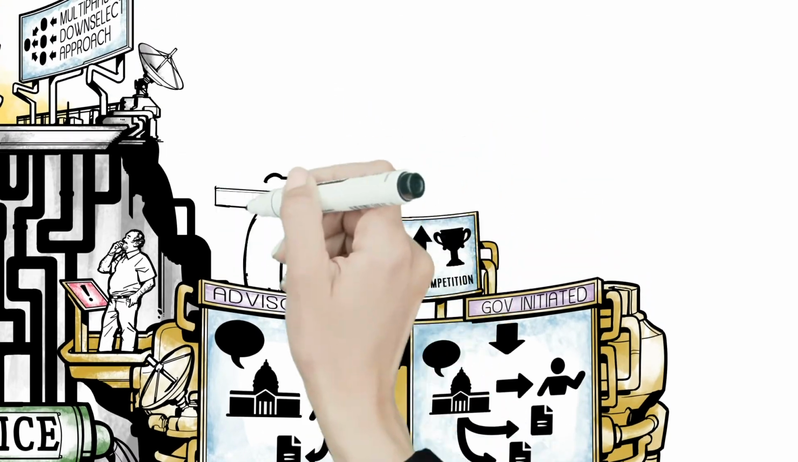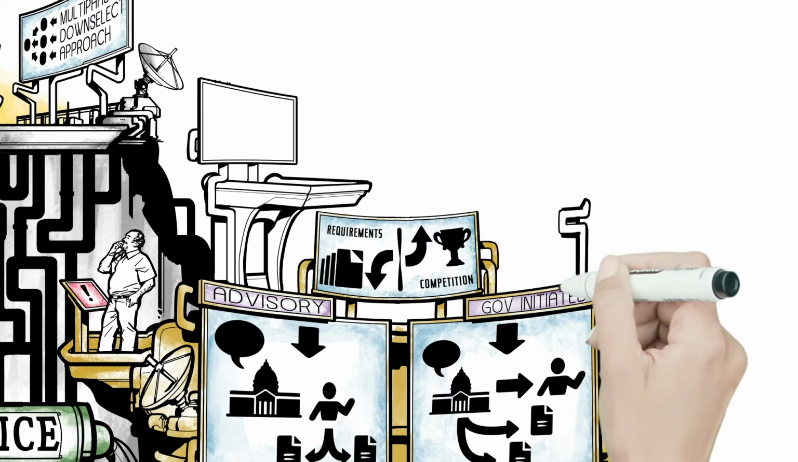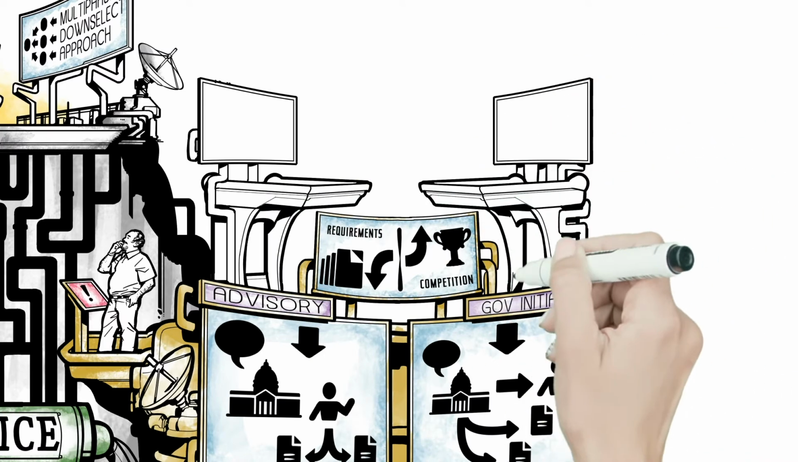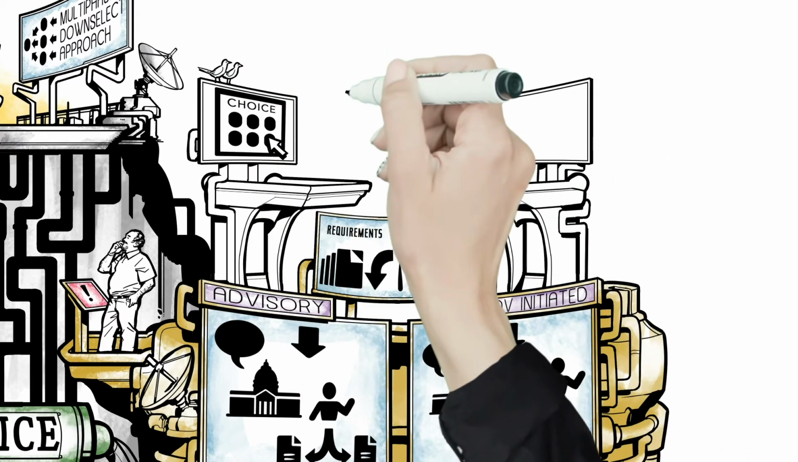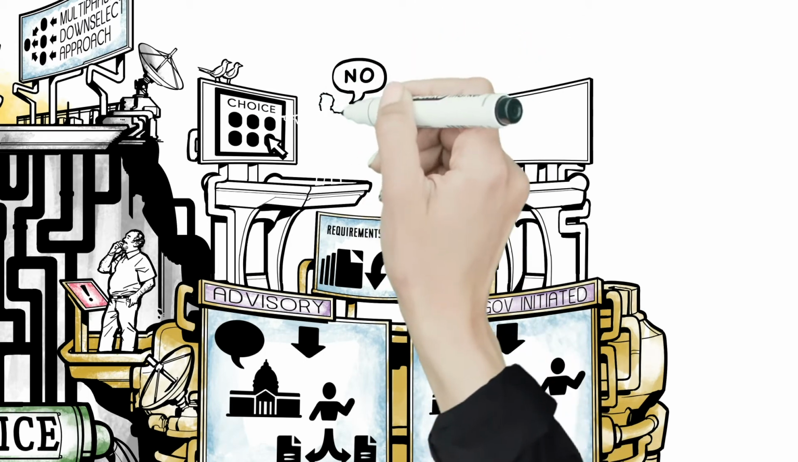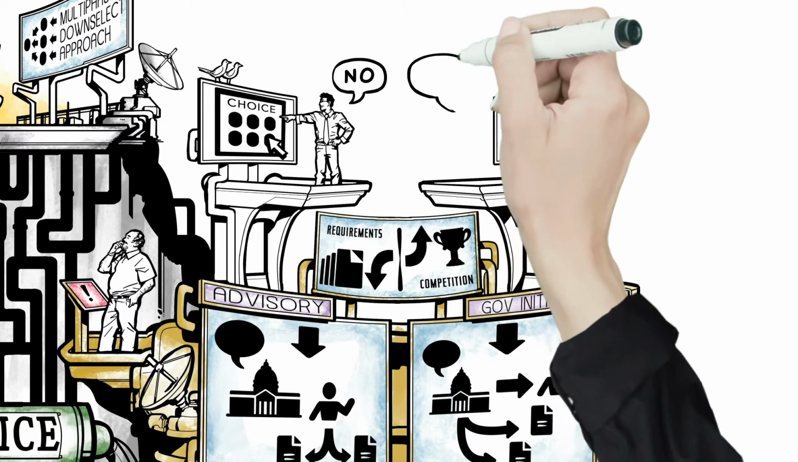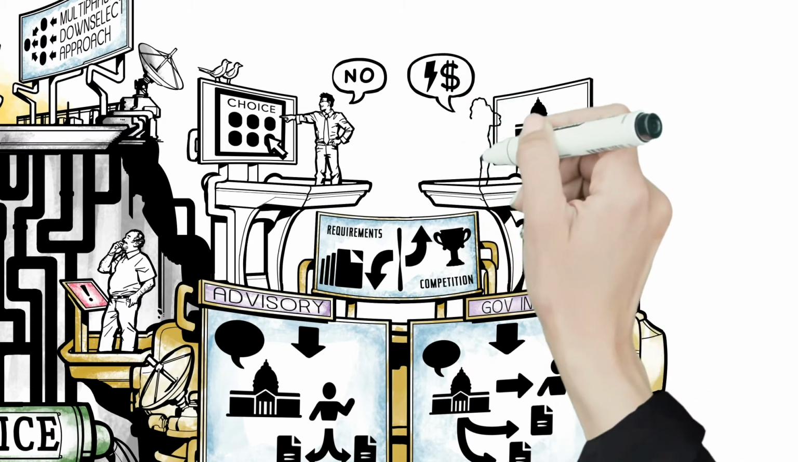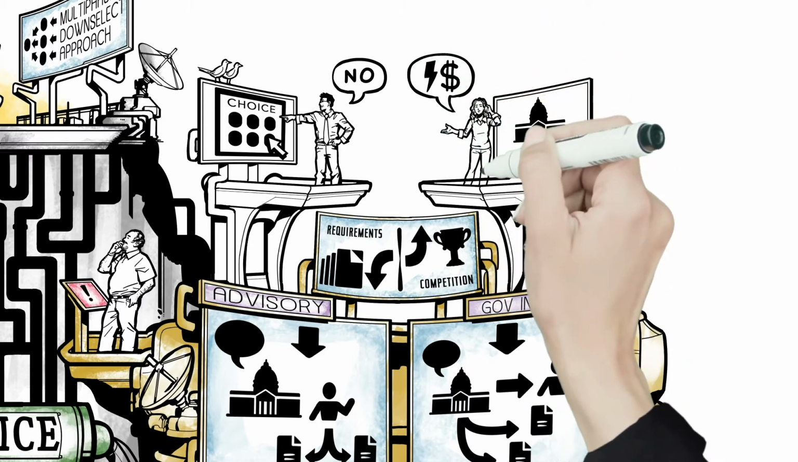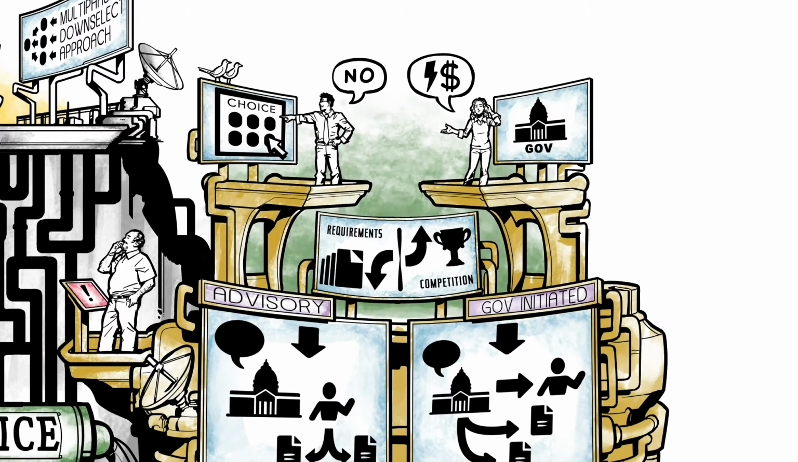Each method has risks and benefits. For example, in advisory downselects, where contract holders can choose whether to proceed, they often choose not to, so protests are reduced. In government-initiated downselects, depending on the dollar value, you might be required to conduct debriefings and your decision is subject to protest.